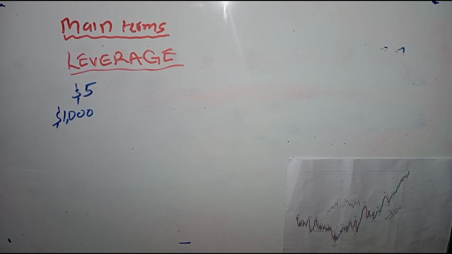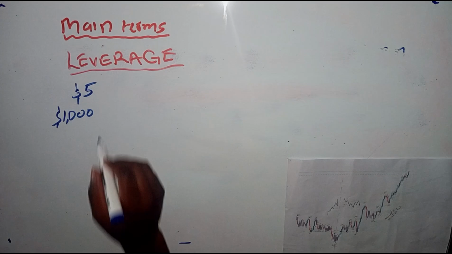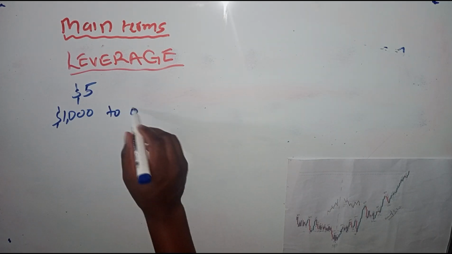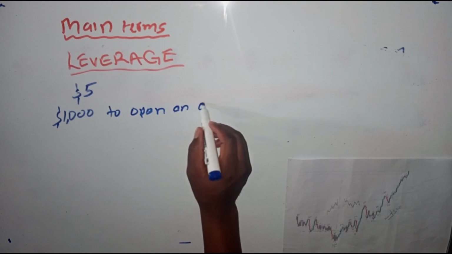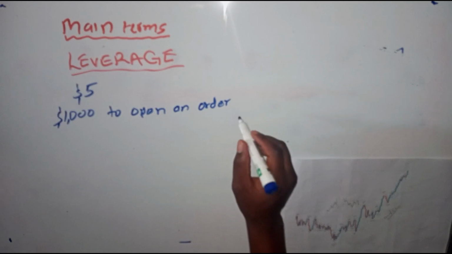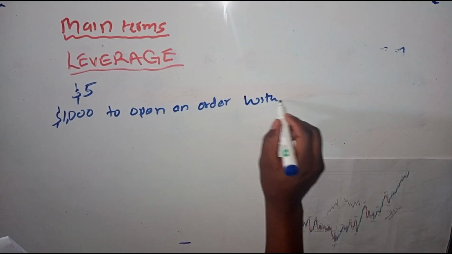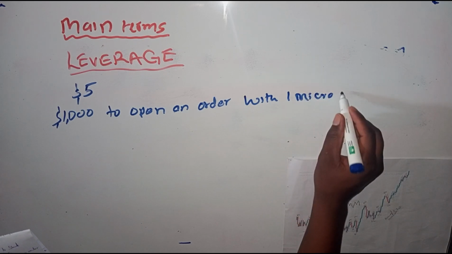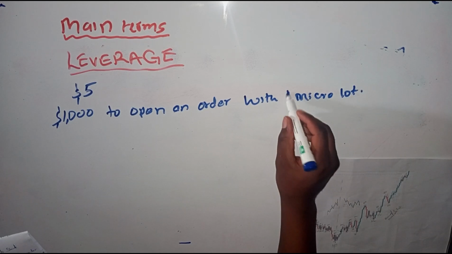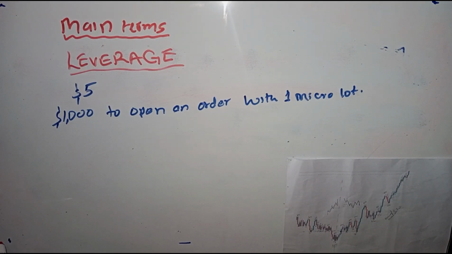$1,000 to open an order with one micro lot. The good news is that brokers have found a way out, and that's leverage.